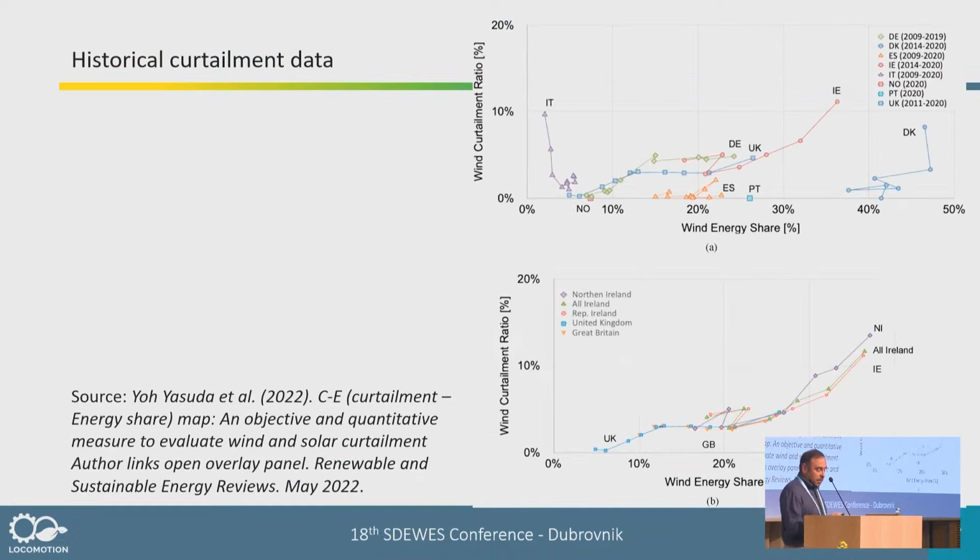This is just some data to show how curtailment may look in European countries. This is some historical data about curtailment over the last 10 years, more or less. So it's a relevant problem even with the historical data, but in the future, it should probably be higher.